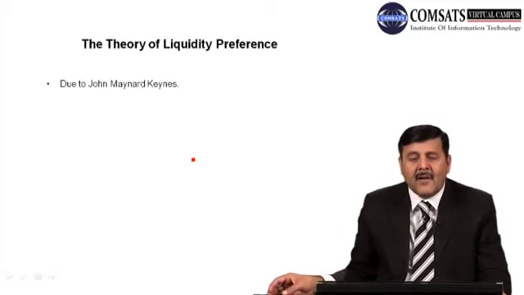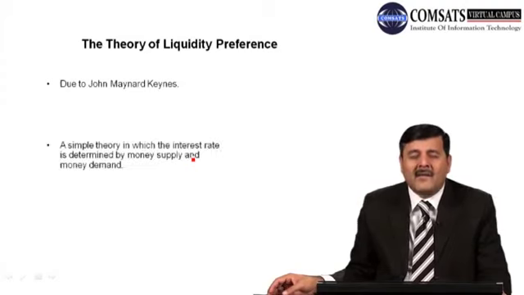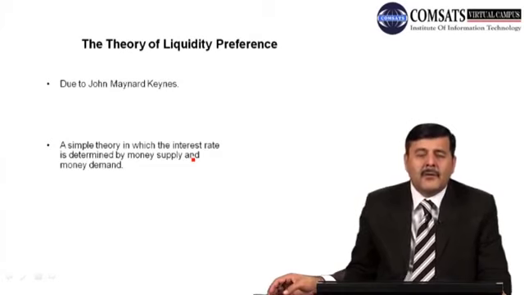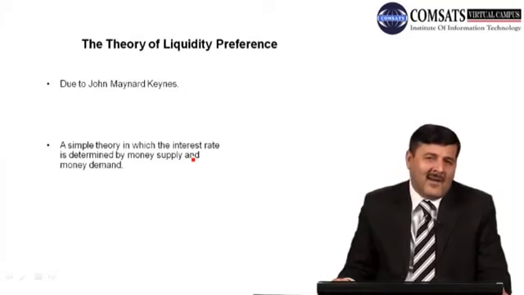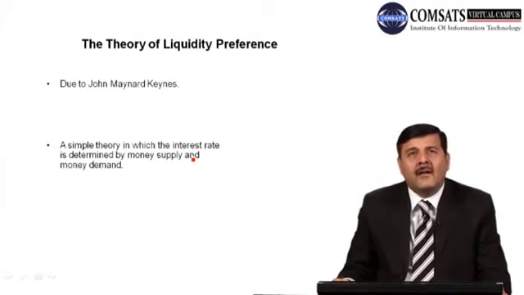So we start from the liquidity preference theory, and due to John Maynard Keynes, he said that it is a simple theory in which the interest rate is determined by money supply and money demand. So liquidity preference theory is a theory, according to Keynes, that determines the rate of interest by using money supply on one side and money demand on the other side.